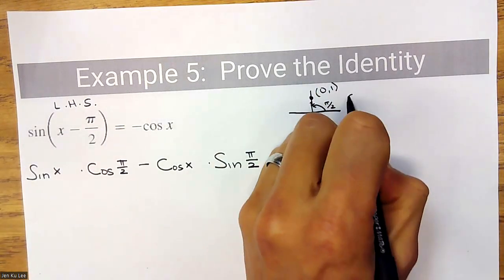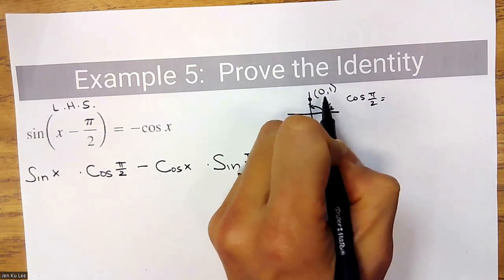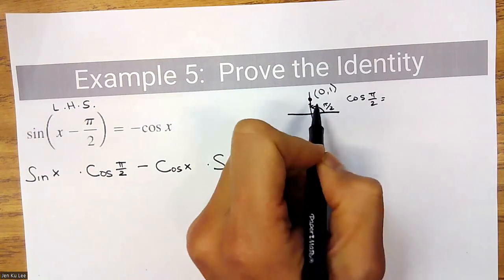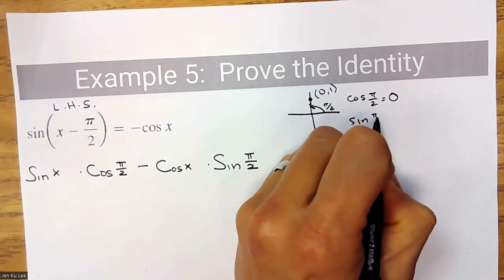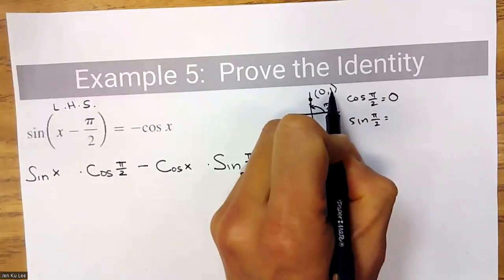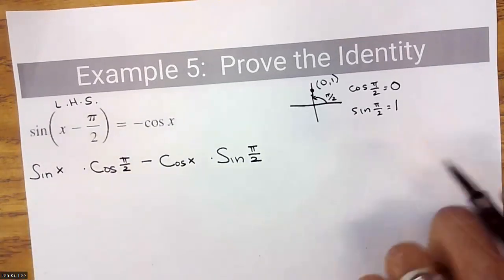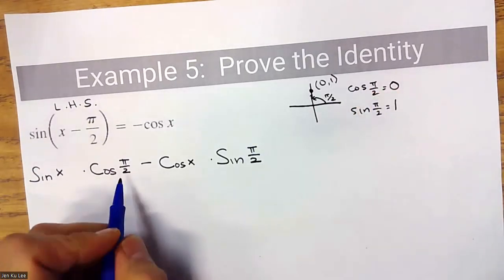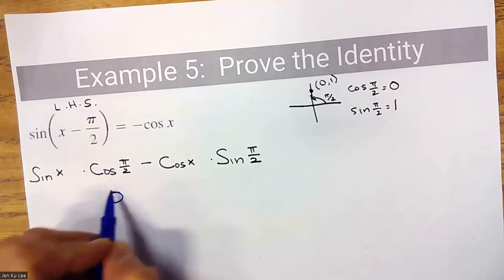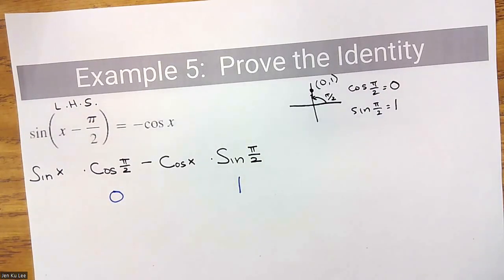And remember that cosine is always your x value of your unit circle, so that equals 0. Sine is always your y value of that unit circle, so it's 1. So I'm going to substitute cosine of pi over 2 equals 0 right in here, and sine of pi over 2 equals 1 right in here.